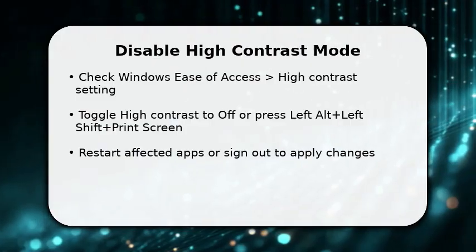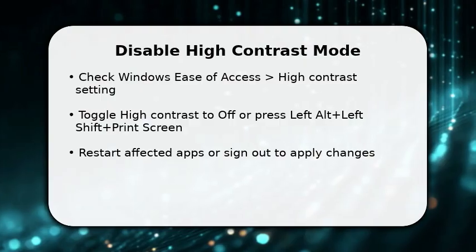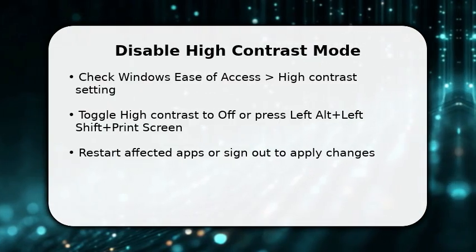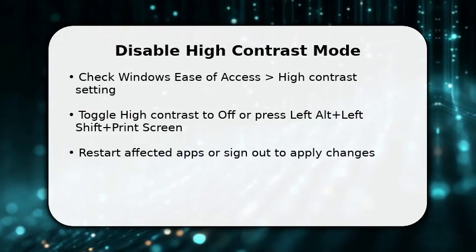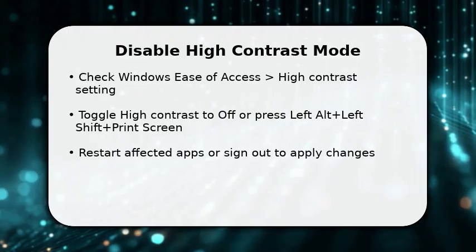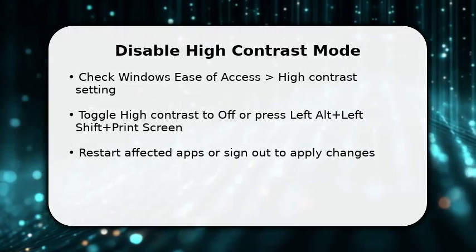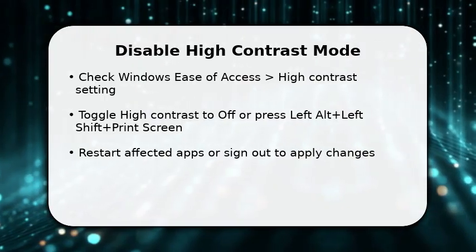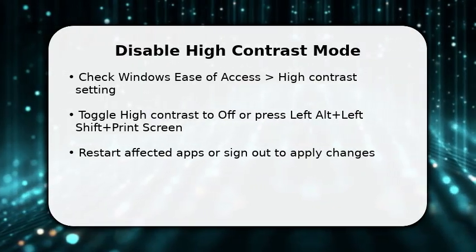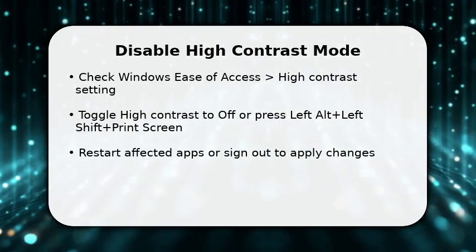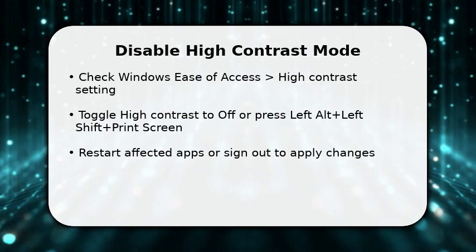You start by turning off the accessibility contrast overlay so the normal display returns. On Windows, open Settings, Ease of Access, then High Contrast and switch it off. You can also press Alt plus Left Shift plus Print Screen for a quick toggle. Once done, sign out or restart any apps that still look altered, because many programs cache colors. This step removes system-level contrast inversion and restores standard color rendering for most applications.